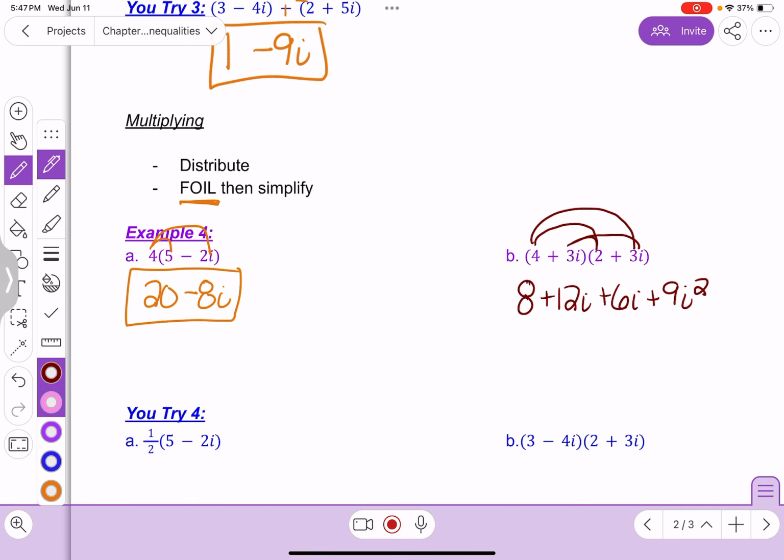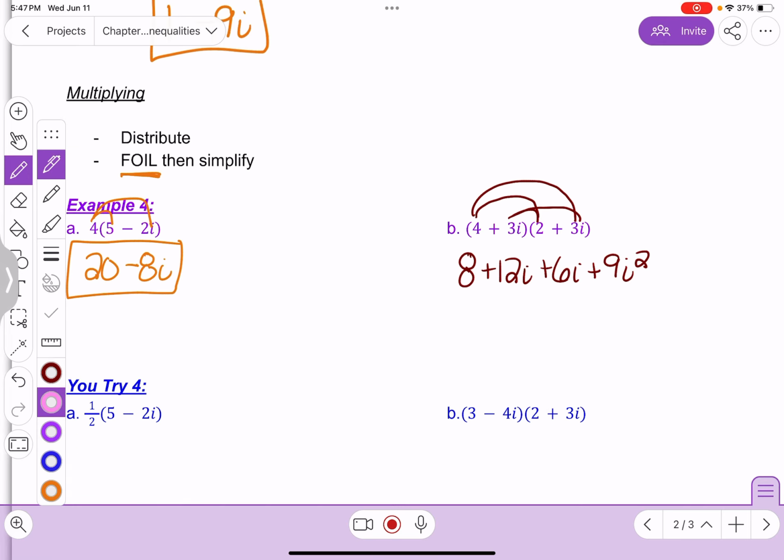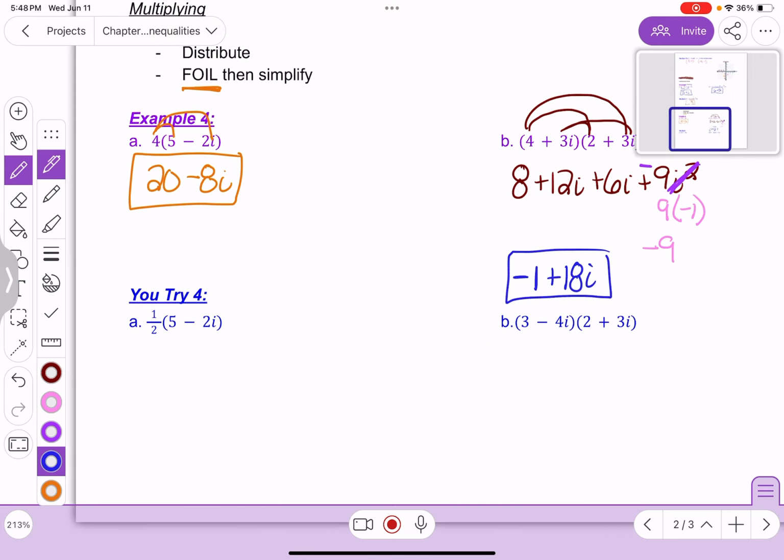Now here, we're going to simplify that i squared. So remember, i squared is the same as negative 1. And 9 times negative 1 is negative 9. So this i squared, what it's really doing is it's pretty much canceling it out and changing the sign. That's my shortcut. And then you're combining like terms. So 8 plus negative 9 is negative 1. And 12i plus 6i is 18i. So why don't you pause the video and try those two?